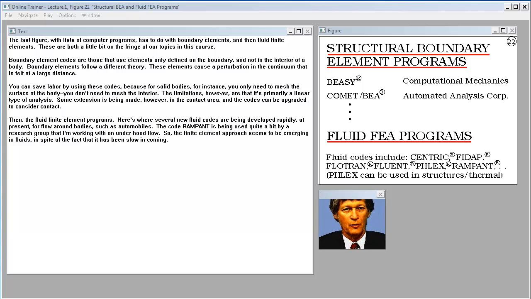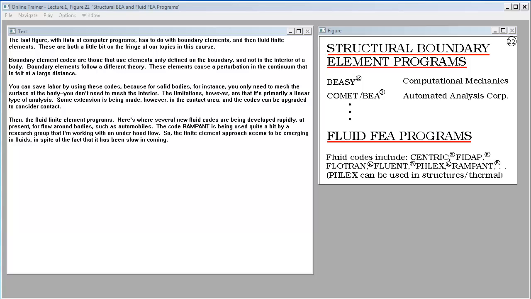The last figure with lists of computer programs has to do with boundary elements and then fluid finite elements. These are both a little bit on the fringe of our topics in this course. Boundary element codes are those that use elements only defined on the boundary and not in the interior of a body. Boundary elements follow a different theory. These elements cause a perturbation in the continuum that is felt at a large distance.